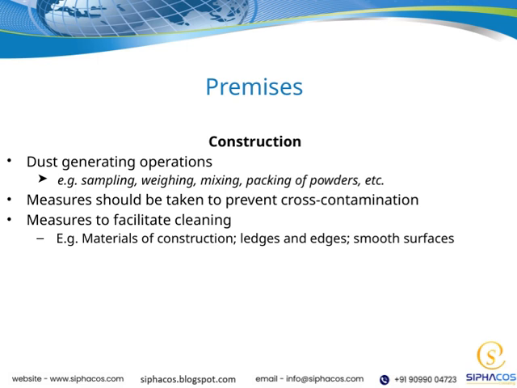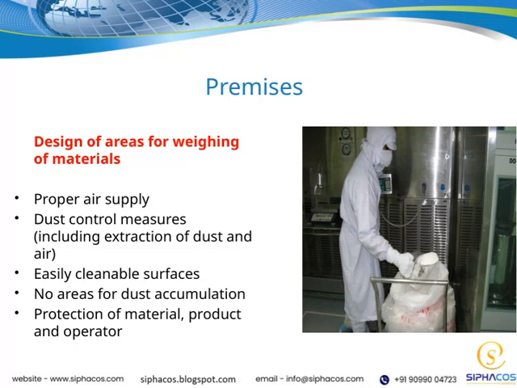Additionally, facilitating easy cleaning is crucial. Choosing materials of construction that are smooth and non-porous helps us wipe down surfaces more effectively. Paying attention to details like ledges and edges, which can trap dust and debris, is also important. And of course, the premises themselves should be designed with these considerations in mind, ensuring that the entire workspace supports hygiene and contamination control. Overall, these measures are about creating a safer, cleaner environment that maintains product integrity and protects both workers and consumers.